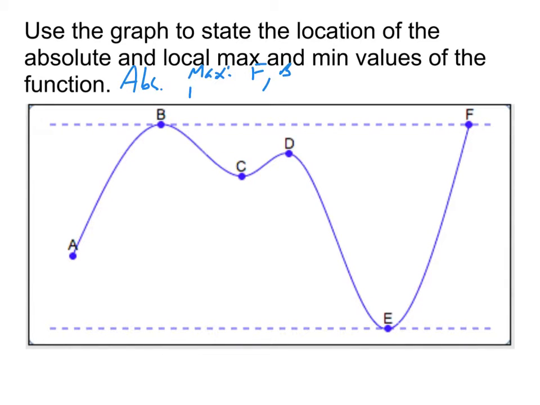What about the absolute minimum? Where's the absolute minimum? E. Because these absolute maxima and minima, they're the points that reach the highest possible on the graph. So you notice that E down here, that's as low as any point goes, so that must be the minimum. But both B and F reach the highest possible. And so there can be multiple, but if there are multiple, it's because they reach the exact same height.